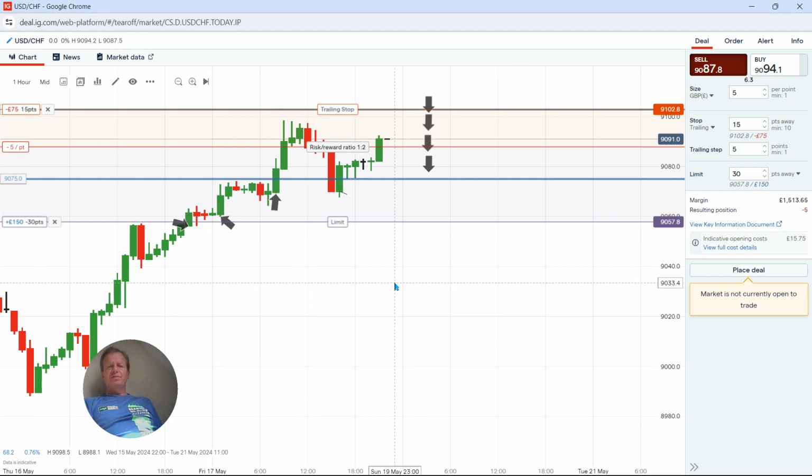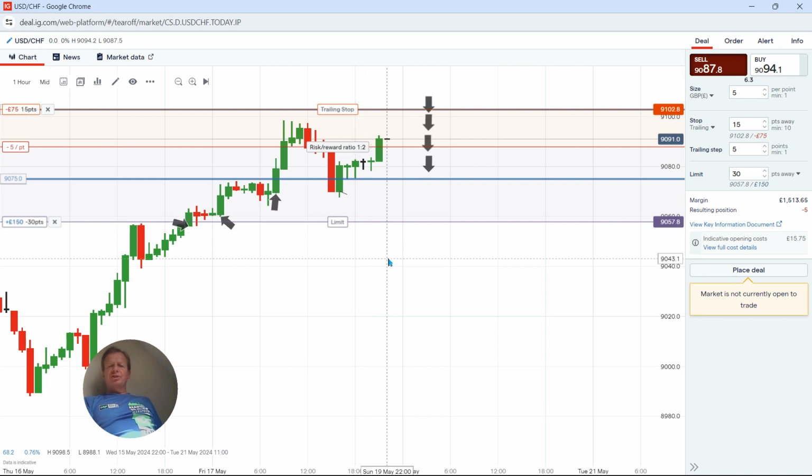So there are two ways of doing this. Basically you go for boom or bust. You either go for strictly the 2-to-1, the limit, and you're quite happy to risk the 15 pips, the £75, or you hedge your bets and you want to get something out of the marketplace.